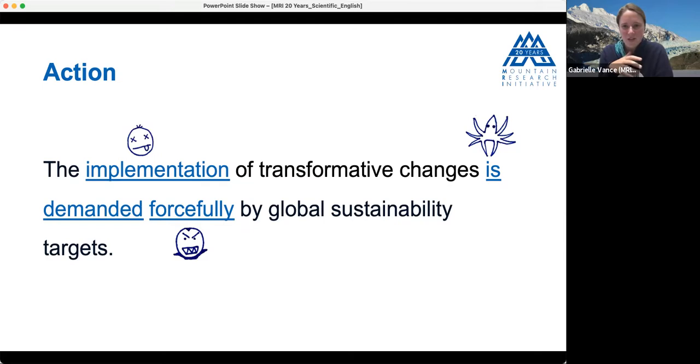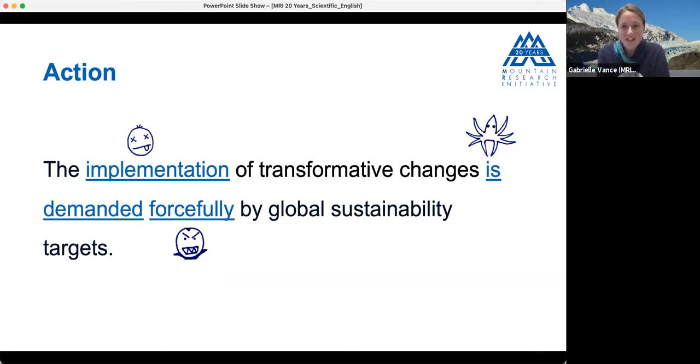The implementation of transformative changes is demanded forcefully by global sustainability targets. So even though I wrote that, when I read that aloud, I have no idea what it means. I don't have a clear mental image. I don't really know who the subject is, who the main character is, and what it, he, she, they, whatever is doing. And I think that's partly where this principle of action comes in: when we're writing in English, really the goal is to create almost like a movie scene in the reader's mind where they're really immersed in what we're saying and they can picture it quite clearly in order to understand it.